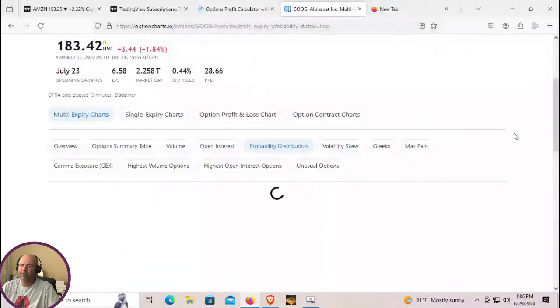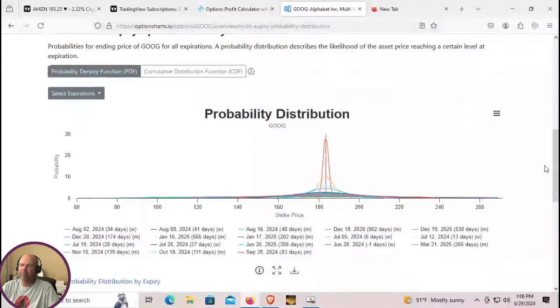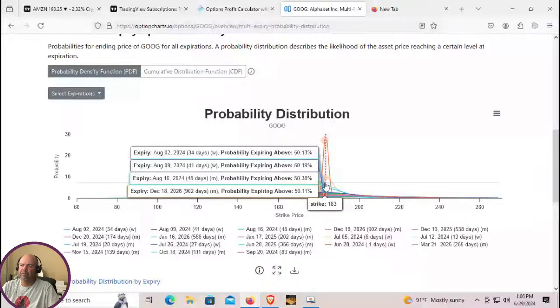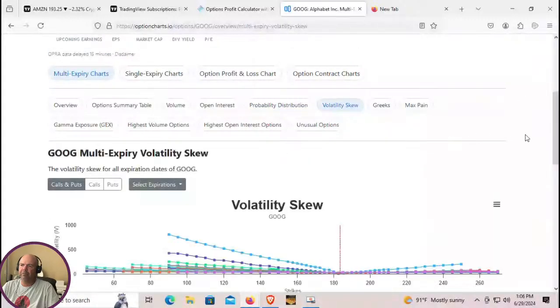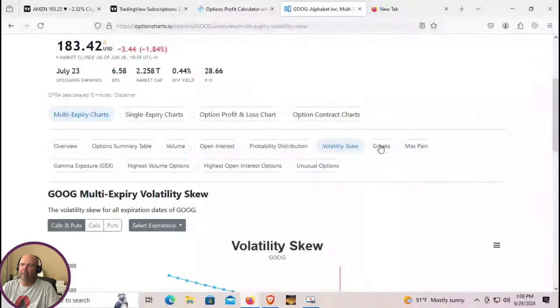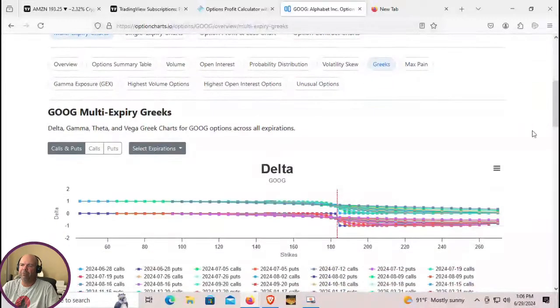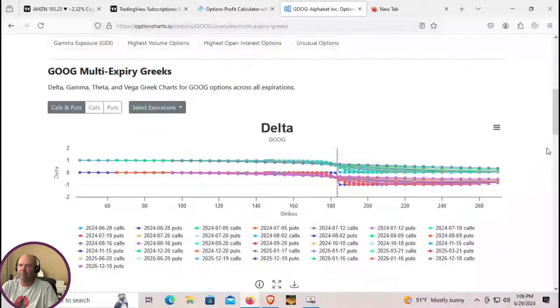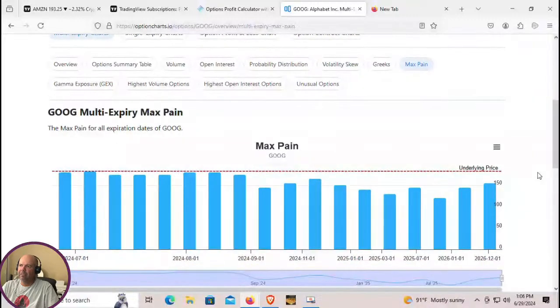Probability distribution. It kind of shows all the numbers. 183. Volatility skew, the IVs, you know how they are right now, the Greeks. But sometimes too much information can be bad, so I'm trying to go easy. Max Pain.